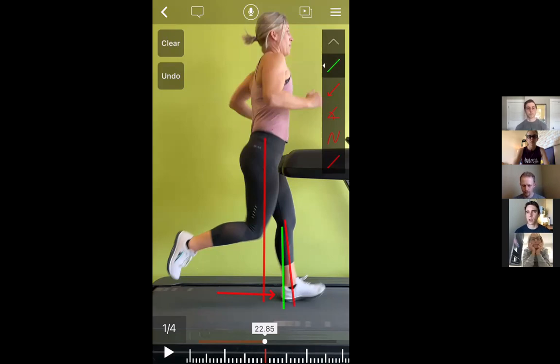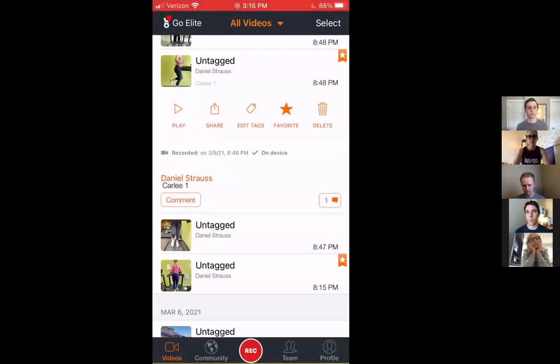You can see with Carly, her tibia was inclined a little bit there, so she did have a little bit of an overstride. What that means is that she was placing a little bit more stress on her ankle joints, her knee, her hip and low back.